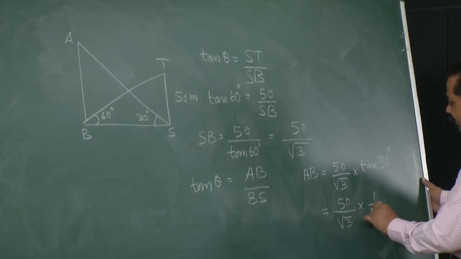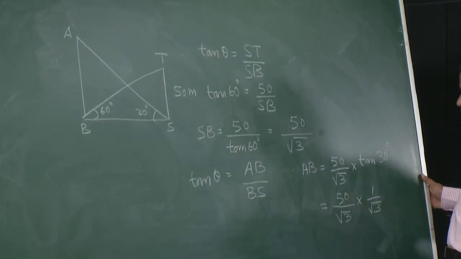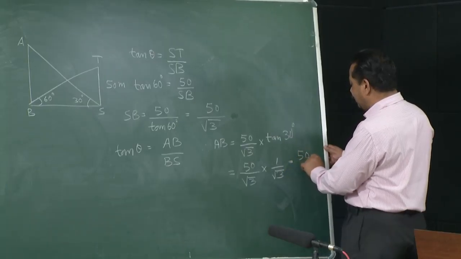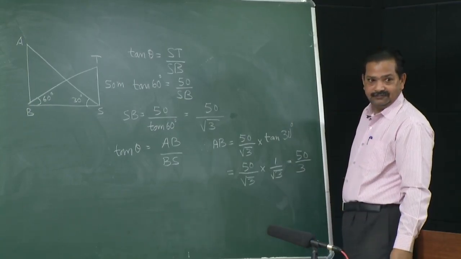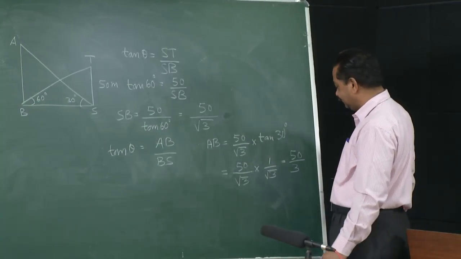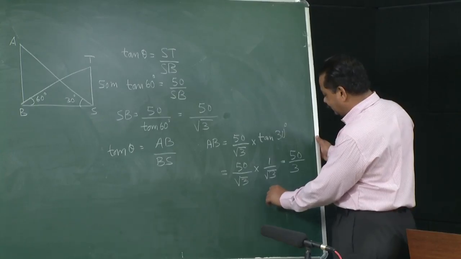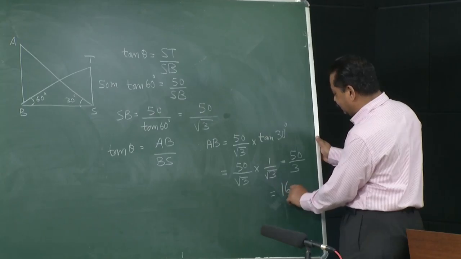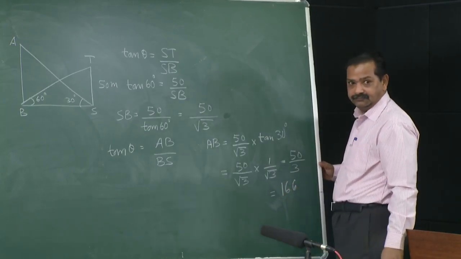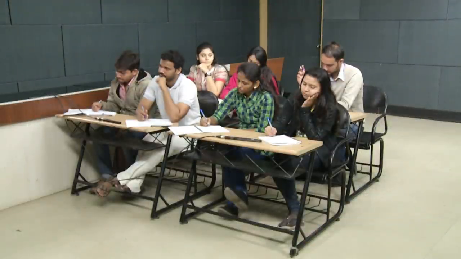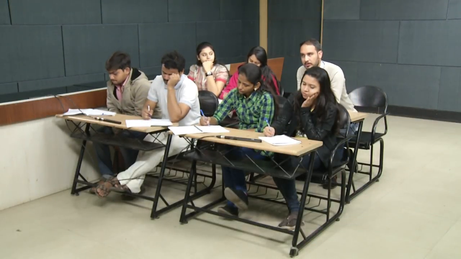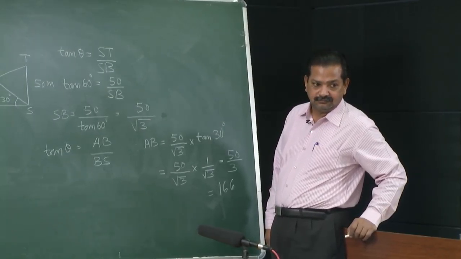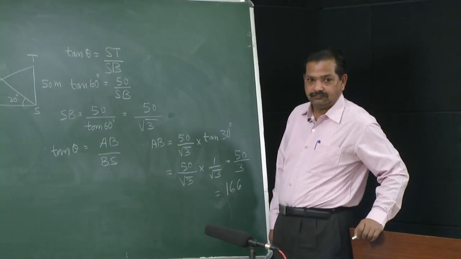What is tan 30? 1 by root 3. So 50 by root 3 into 1 by root 3 is equal to 50 divided by 3. What is the value? 16.6. Did you understand how it is?